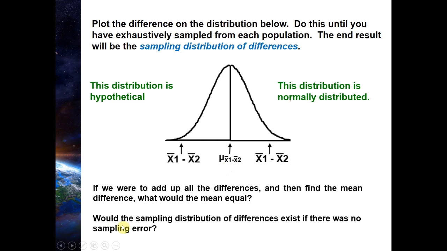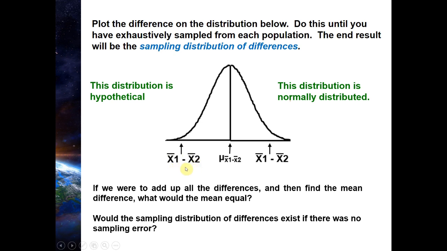Now, what about this question? Would the sampling distribution of differences exist if there was no sampling error? No, it wouldn't exist. Why? Because X bar 1 would always equal mu1. There would be no sampling error. X bar 2 would always equal mu2. There would be no sampling error.